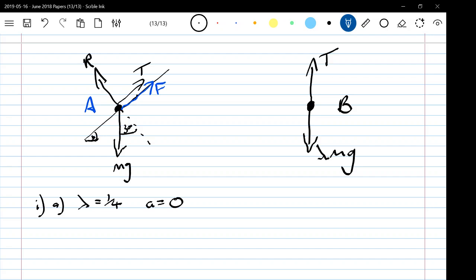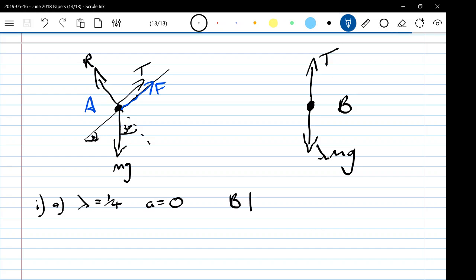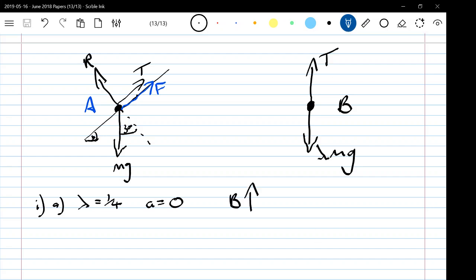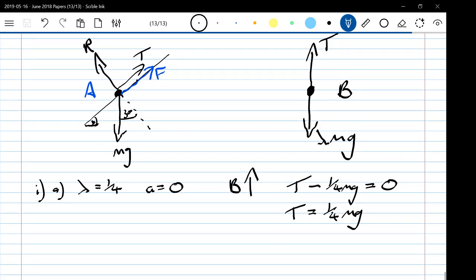Now it's just a case of writing down some equations. So I'm going to do that. If I look at particle B and I resolve vertically, then actually something happens straight away, doesn't it? If I resolve vertically, I've got that the tension minus a quarter mg is equal to 0. In other words, I have found the tension in my string instantly. T equals a quarter mg. That feels like a good start. It also feels like I've exhausted what I can do with particle B at this stage. So now let's focus our attention on particle A.